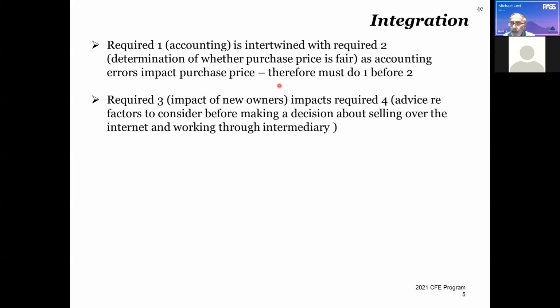Another area, I'm just going to make up a word that doesn't really exist. Another area of intertwinement, please don't use that in real life, it doesn't exist. Another area of intertwinement is between requireds 3 and 4. In required 3, you're being asked to consider the impact of new owners. In required 4, you're being asked to give advice, factors to consider before making a decision about selling over the internet and working through an intermediary. Can anybody see why the 2 might be intertwined?